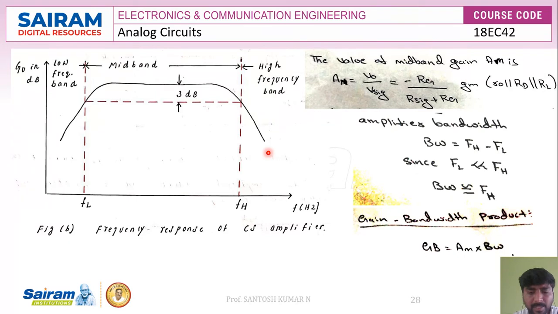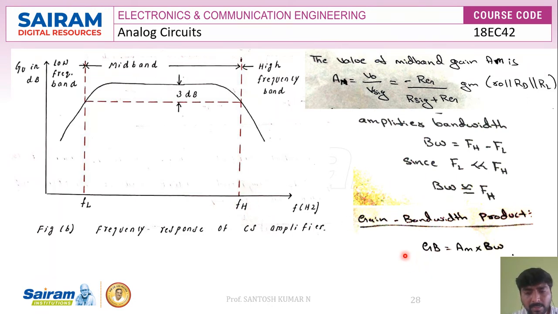The amplifier bandwidth, or 3 dB bandwidth, is measured at 3 dB from the midband gain. We take the 3 dB point, which is also called the half power point. The difference between the lower 3 dB and higher 3 dB frequency gives you the amplifier bandwidth. So bandwidth will be FH minus FL. Since FL is very much smaller compared to FH, the bandwidth is approximately equal to the higher cutoff frequency, FH.